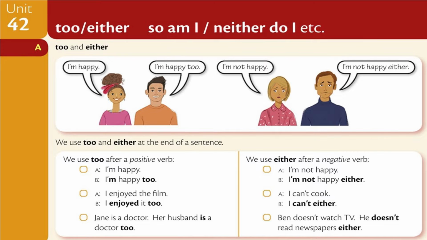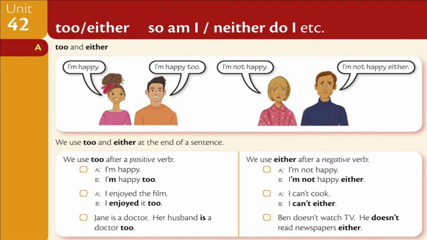We use to and either at the end of a sentence. We use to after a positive verb. A. I am happy. B. I am happy too. A. I enjoyed the film. B. I enjoyed it too. Jane is a doctor. Her husband is a doctor too.